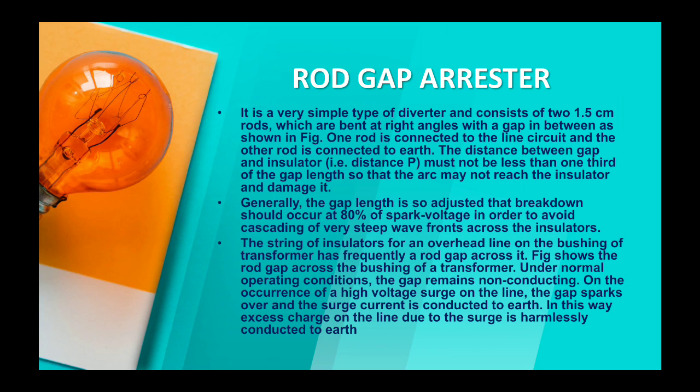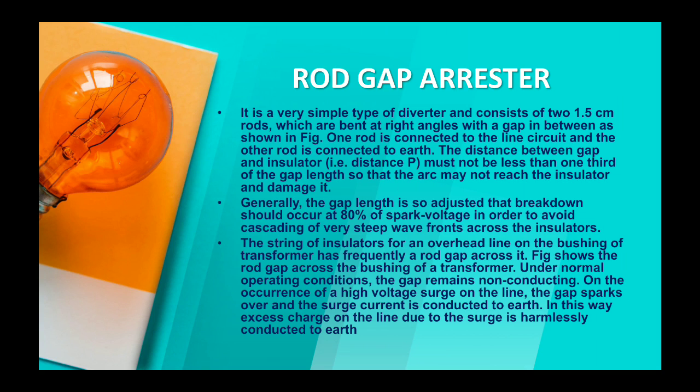The string insulator for an overhead line or the bushing of the transformer has frequently a rod gap across it. In the next slide we can see the figure of the bushing of the transformer, which is connected with the transformer tank. And here is the rod gap across the bushing of a transformer.